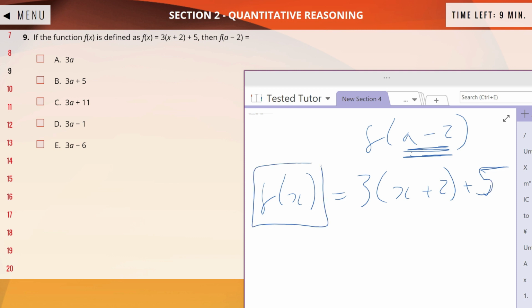How are we going to put a minus 2 into that function? Well, we just replace the x with an a minus 2. That's how you put something inside of a function. You replace the x's by the thing in the brackets, which in this case was the a minus 2. A minus 2 plus 2 is just a. 3 times a is 3a, so it's 3a plus 5.